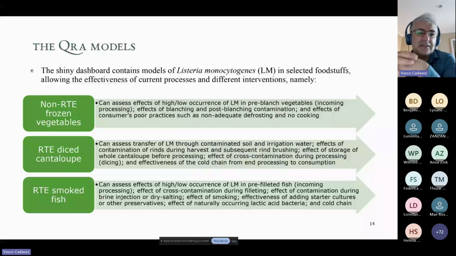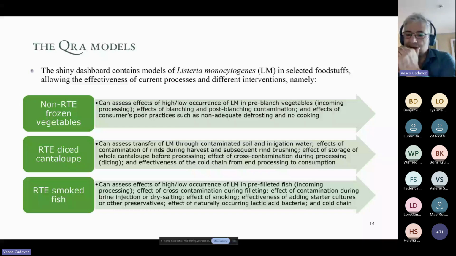For RTE diced cantaloupe, you can assess the transfer of Listeria monocytogenes through contaminated soil and irrigation water, effects of contamination of rinds during harvesting, and subsequent rind brushing. So along the process, the effect of storage of whole cantaloupe before processing. If you store, the Listeria can grow or can die, so you can model this. Effect of cross-contamination during processing, dicing.